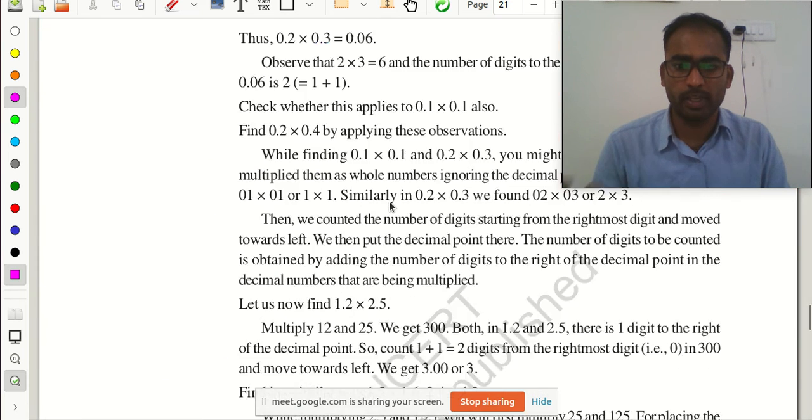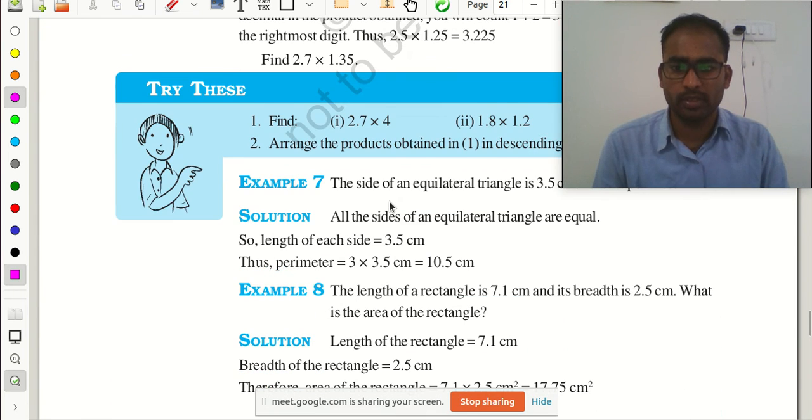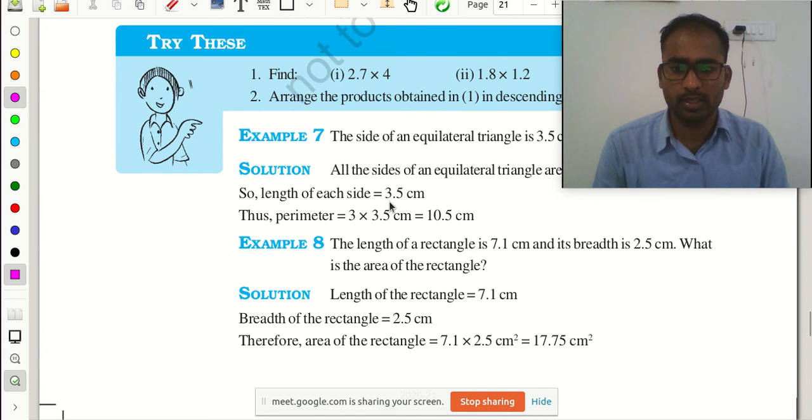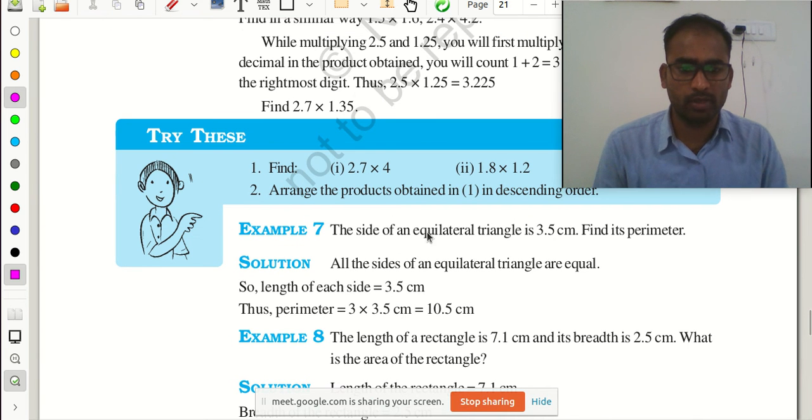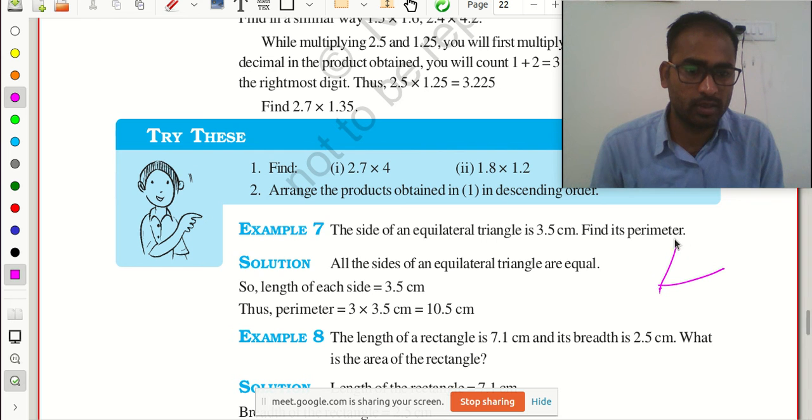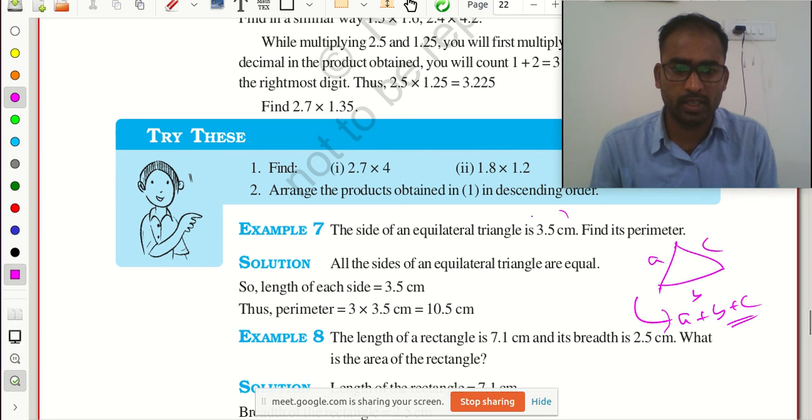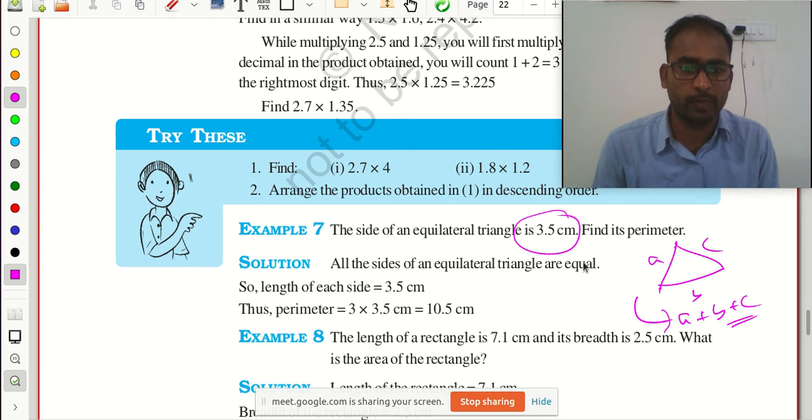This is the way of multiplication of decimal numbers. Here is an example: the side of an equilateral triangle is 3.5 centimeters. Find its perimeter. What is the perimeter of a triangle? I need to add the 3 sides only. This is my triangle: A side, B side, C side. Its perimeter is A plus B plus C. If each side is 3.5 centimeters, I need to multiply 3 into 3.5 centimeters. Clear?